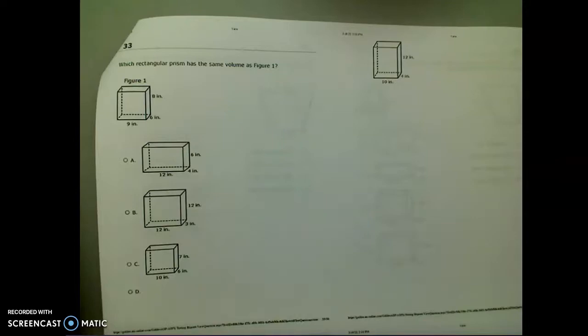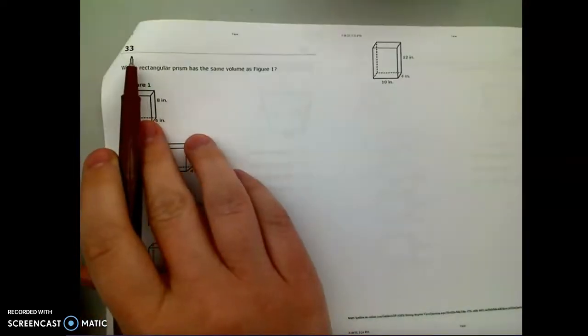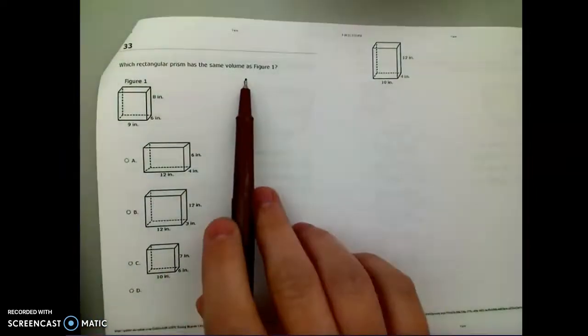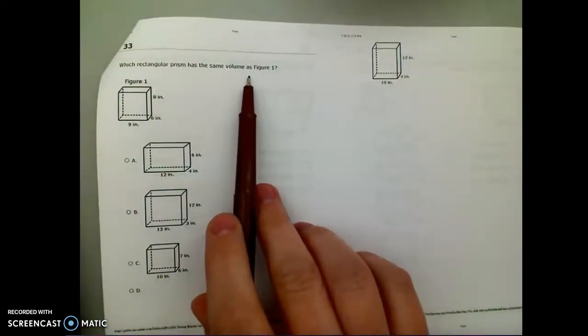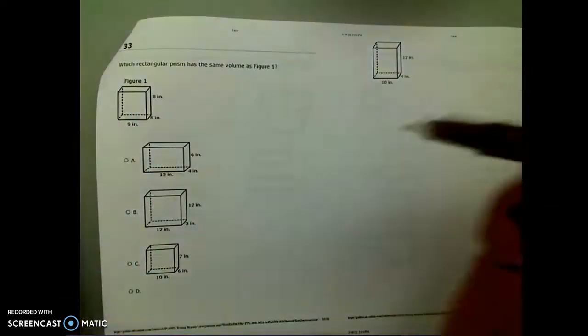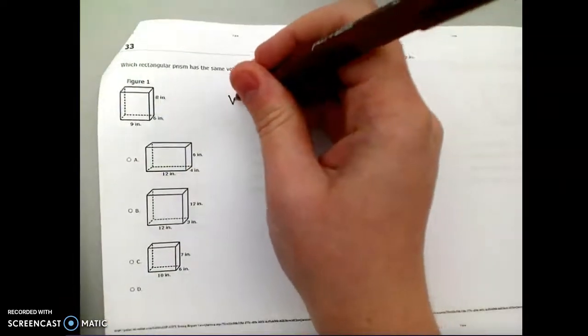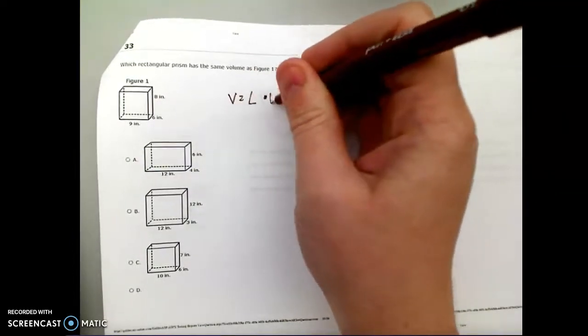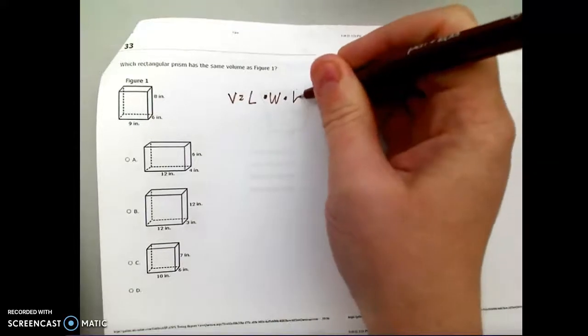We're going to start this video on number 33 in your packet, and we're going to be talking about volume. Volume is how you measure a three-dimensional object, and we use the formula volume equals length times width times height.